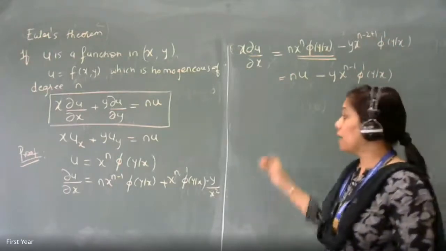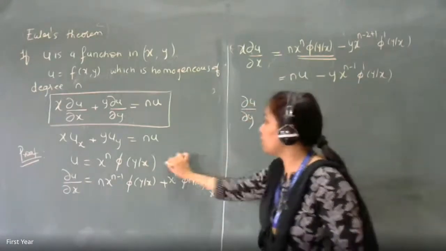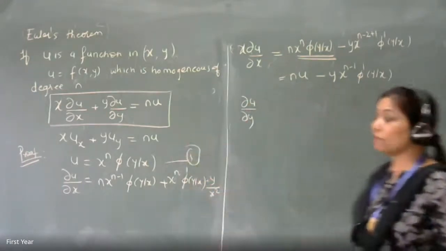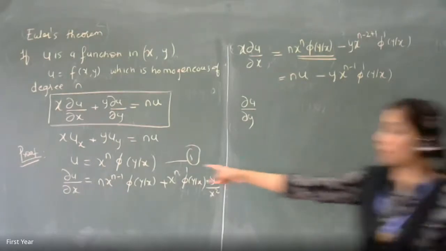On the same lines, you will find del u by del y. For the same function, differentiate with respect to y. Is that function depending on y? Yes. But now it is not the product rule. There is only one function which depends on y.